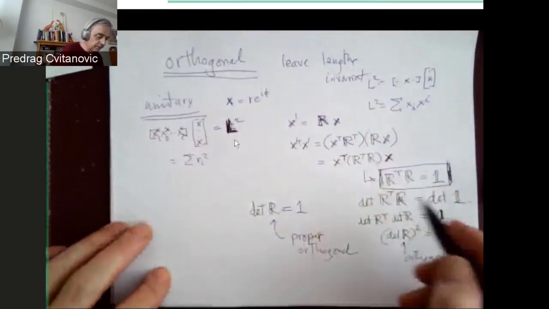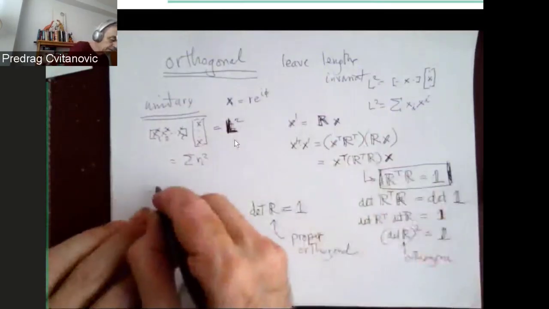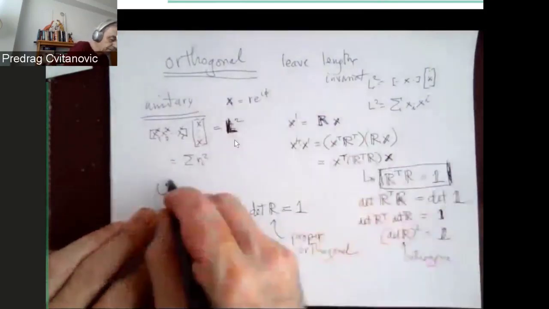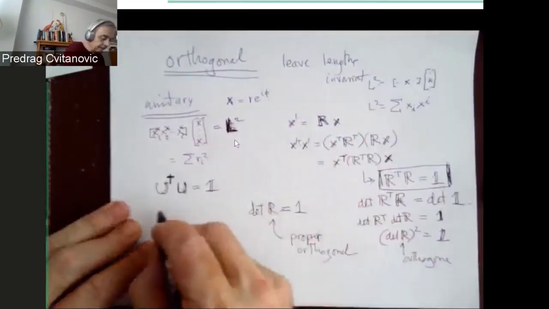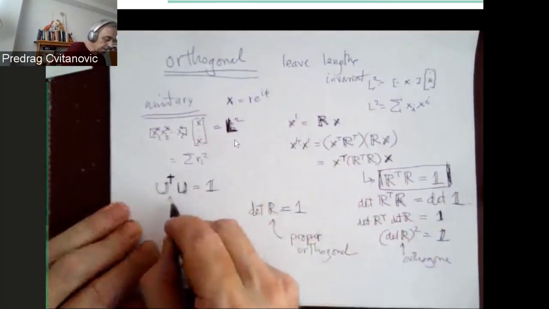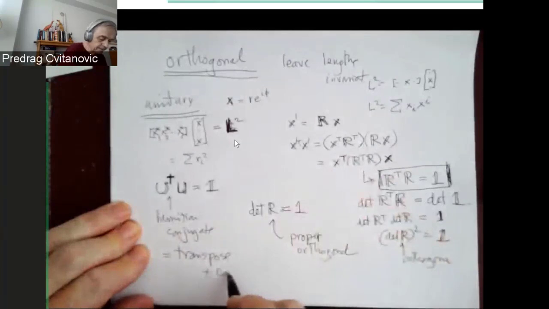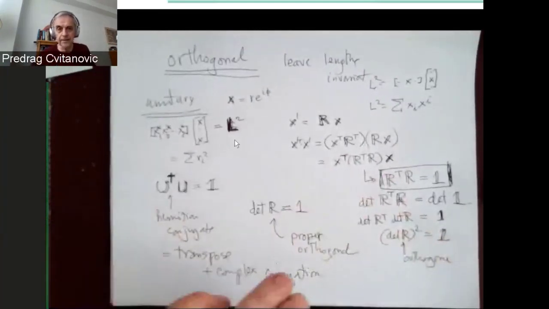So then you go through the whole business and you find out that for the unitary transformation, everything is the same except you have Hermitian conjugates. Hermitian conjugate is a transpose plus complex conjugation. Are you happy?